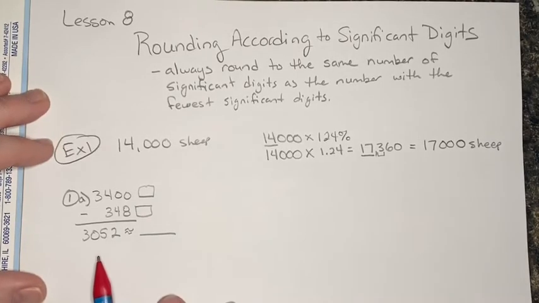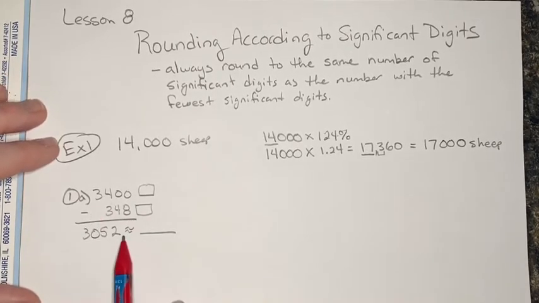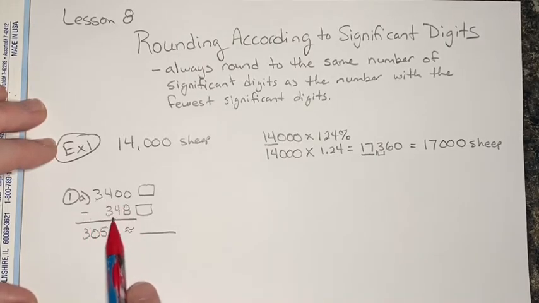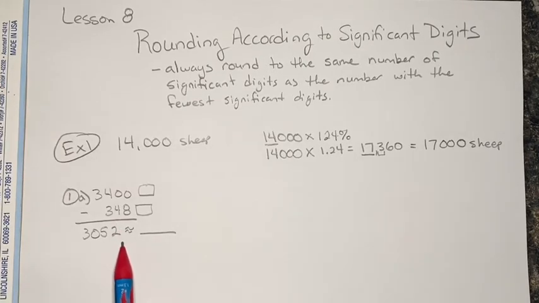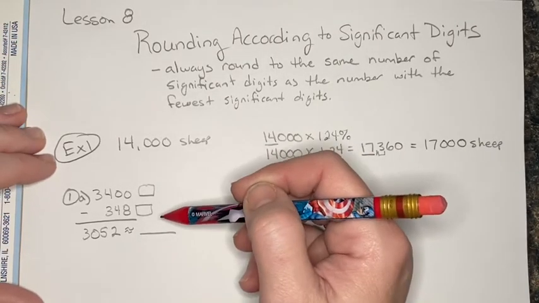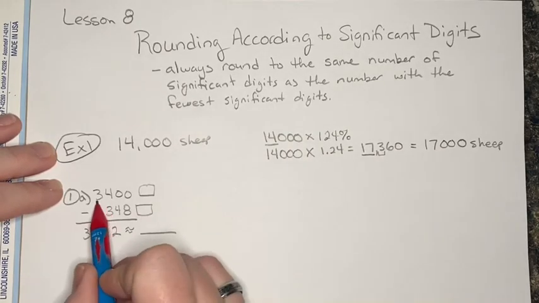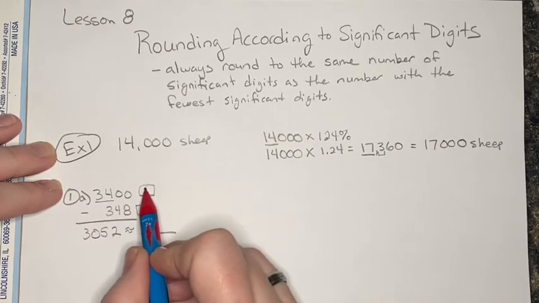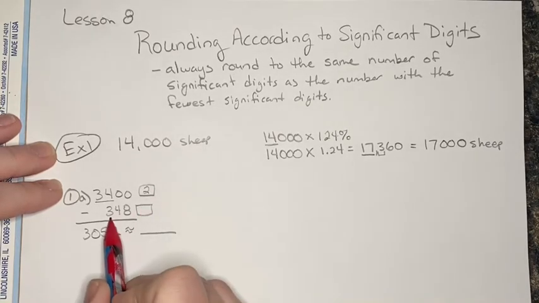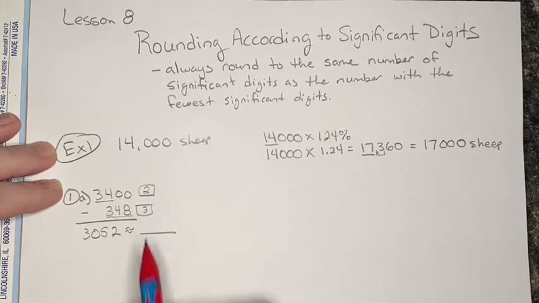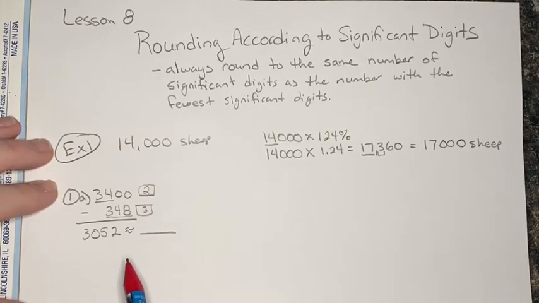All right, if we look at problem number 1A, it's set up already for you with the answer. Okay, 3,400 minus 348 equals 3,052. Okay, that is math. That's what it is. What they want us to do in these boxes they've provided is supply the number of significant digits. This first number, 3,400, has only 2 significant digits, while this number, 348, has 3 significant digits. So our answer, because we're rounding according to significant digits, should only have 2 significant digits, okay?